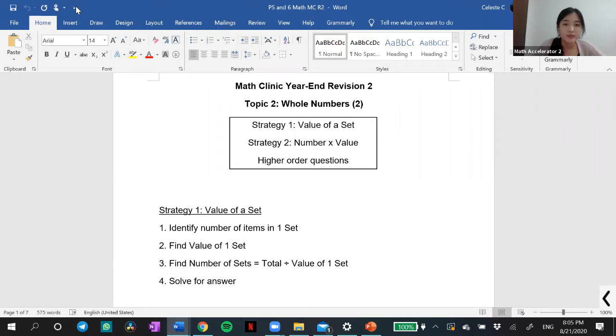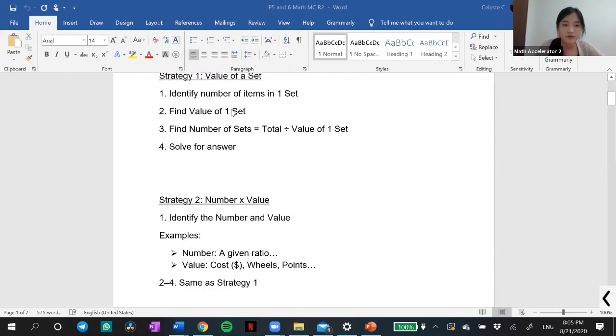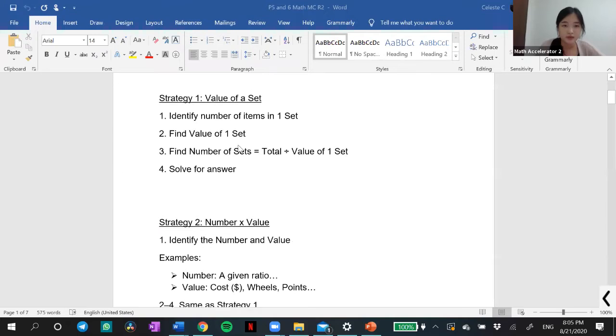If you have the worksheet, please take it out. It looks like this: Year-end revision 2, Whole numbers 2. This is what we're doing today. If you don't have it, it's fine. You can take out a piece of paper and just write down the solutions and follow along the way. Make sure you have this with you now.